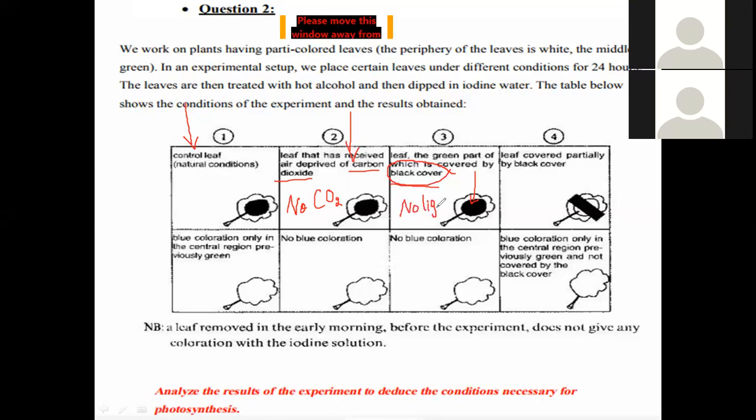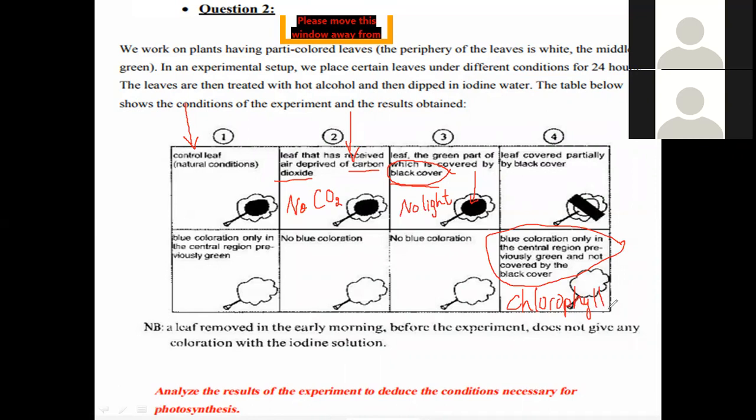Fourth experiment, or fourth leaf. In plant 4, the leaf was covered partially by a black cover in the central region, previously green. So here also we're talking about light, but we are talking about another condition, which is the chlorophyll. It needs to be green in color in order to have photosynthesis.